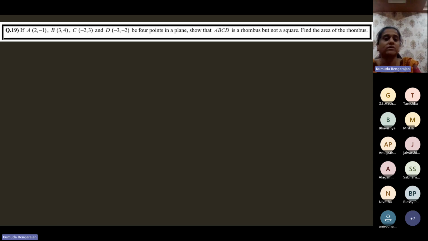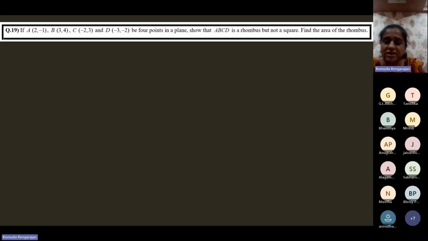Look at this one. We have 4 points in a plane. Show that ABCD is a rhombus but not a square. Find the area of the rhombus. You must show that it's a rhombus and not a square. When you show that all the 4 sides are equal, it's a rhombus. But that's not enough. You must show that it's a rhombus but not a square.